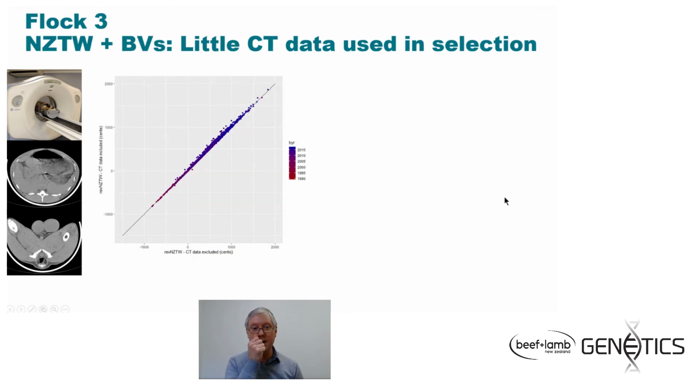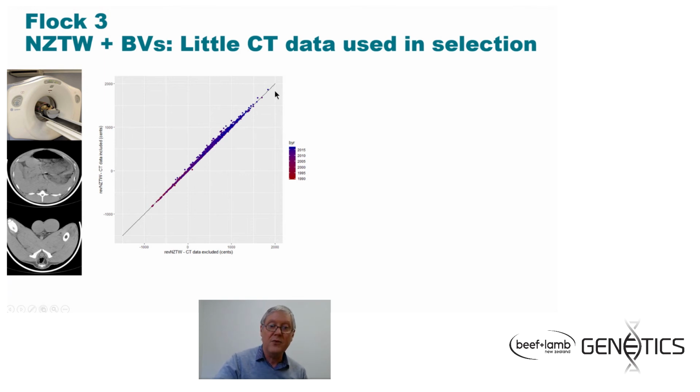So now let's look at a flock, flock 3 here, where they have used only a little bit of CT data. They've only CT scanned 6 animals in this case, and some of that data has been used in their selection decisions. So here's the graph for terminal worth that we're used to looking at now with our age color gradient put on. What we see is there are differences here, but they're a lot less extreme than the flock that we looked at, where they did a lot of CT scanning.